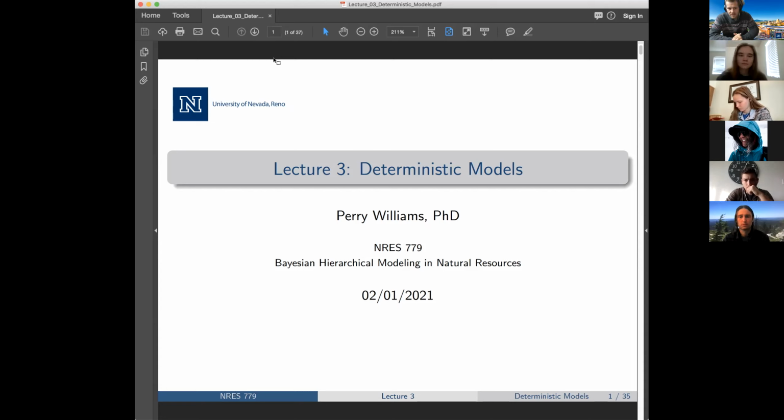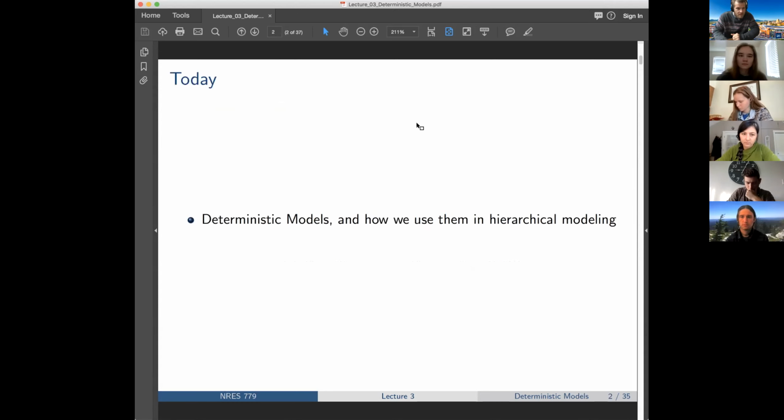So to characterize the process, we have to use mathematical models that describe the process, or roughly describe the process we're interested in. And then on top of that, we usually have data models, which describe uncertainty in the data collection process. Okay, so today, deterministic models and how we use them in hierarchical modeling.